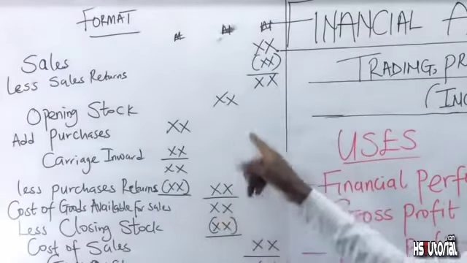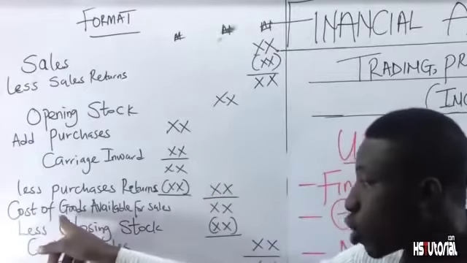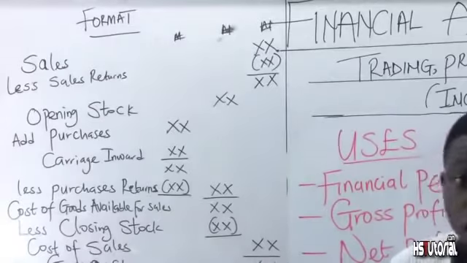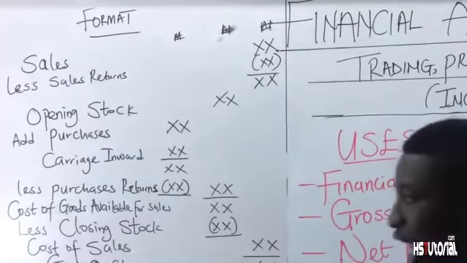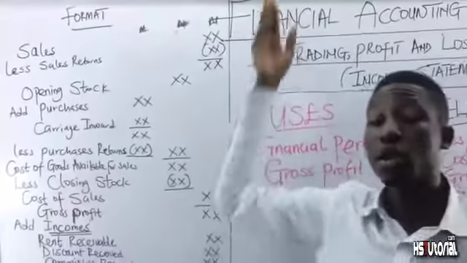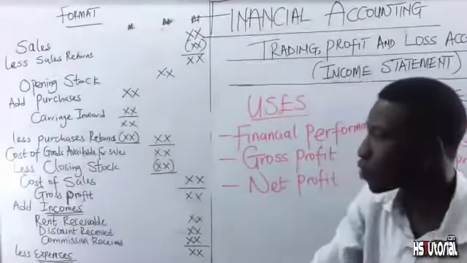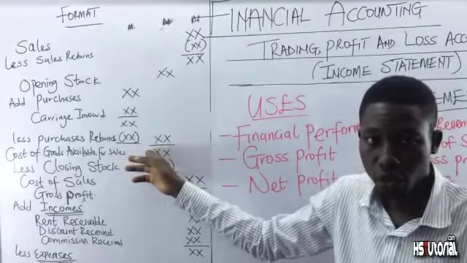When you add it to your opening stock, the figure you have is called cost of goods available for sales. That is the cost of goods you can sell at that point. Then let's assume you've made some sales. The goods you did not sell, you will have to deduct from the goods available for sales.